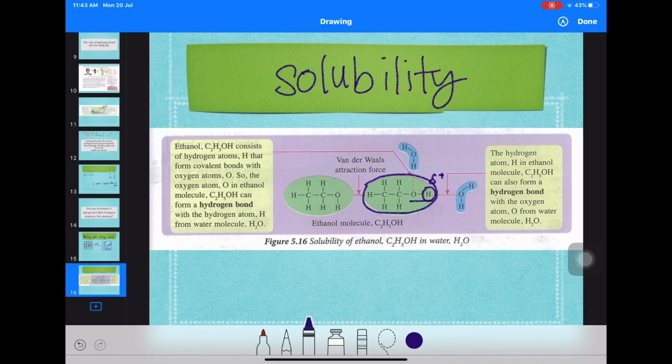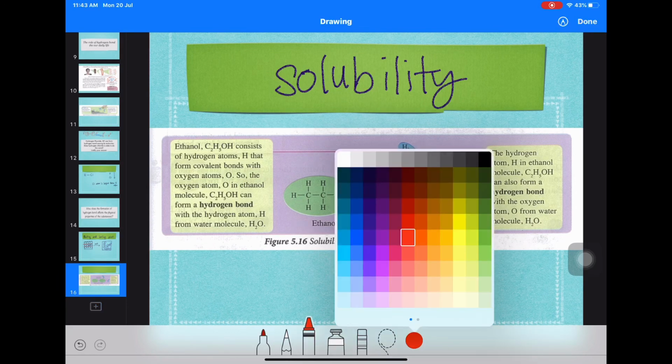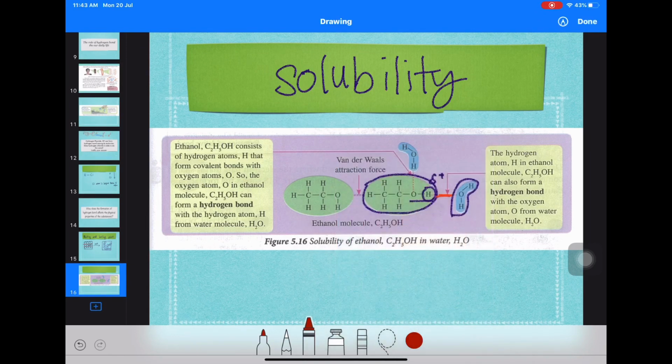So what it is able to do is the hydrogen can form a hydrogen bond with oxygen from the water molecule. This is the hydrogen bond, and the oxygen, which is slightly negative here, is able to form a hydrogen bond with a hydrogen atom from another water molecule here. So this is what we call hydrogen bond.